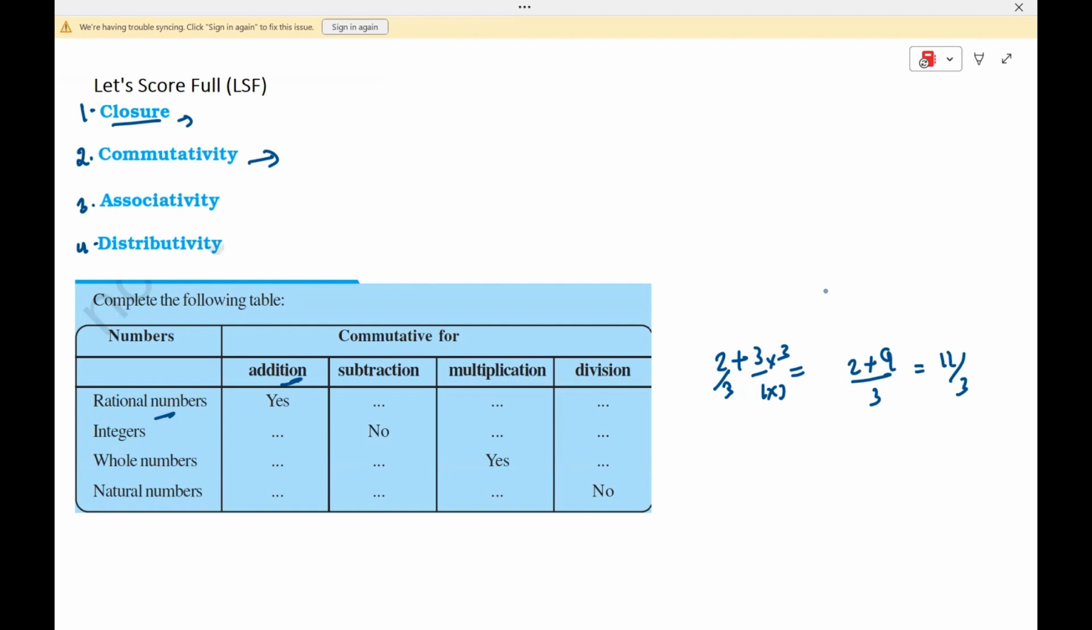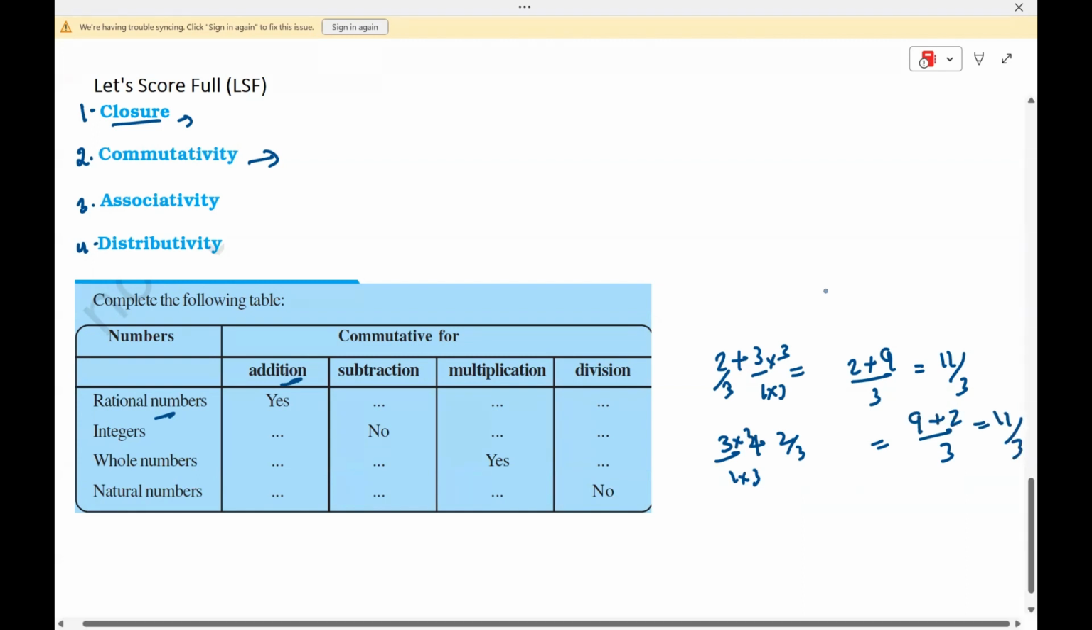We have to check the reverse also. So 2 by 3 plus 2. Here, if I take the LCM, again it is 3. And then making the denominator equal, it is 2 plus 6, which is 8 by 3. As it is coming the same, I will say yes, it is commutative. Rational numbers are commutative for addition.